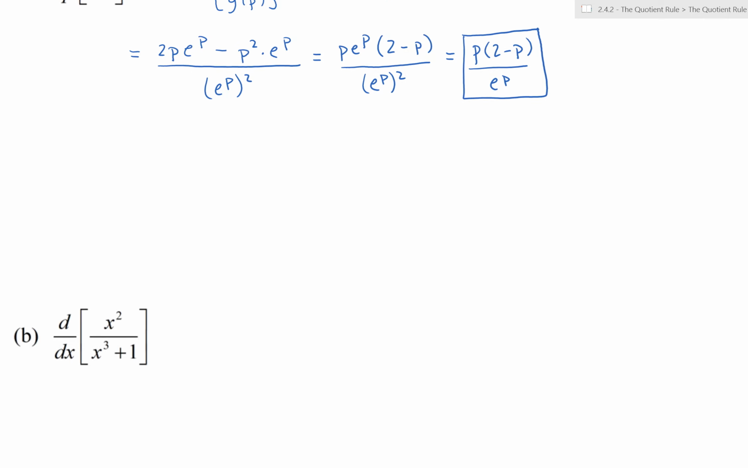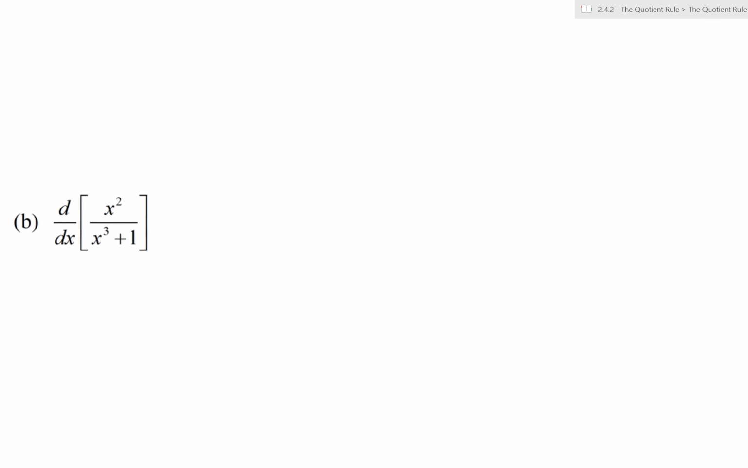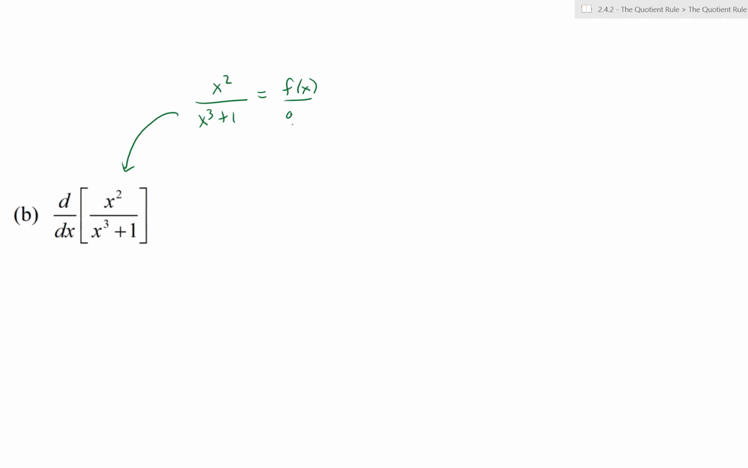Here's one. Derivative of the quotient x squared divided by x cubed plus 1. So again, we think of this as a quotient, because it is, x squared over x cubed plus 1. Think of it as some function f of x over g of x. And so we can think of the numerator here, f of x is x squared, and the denominator g of x as x cubed plus a 1.